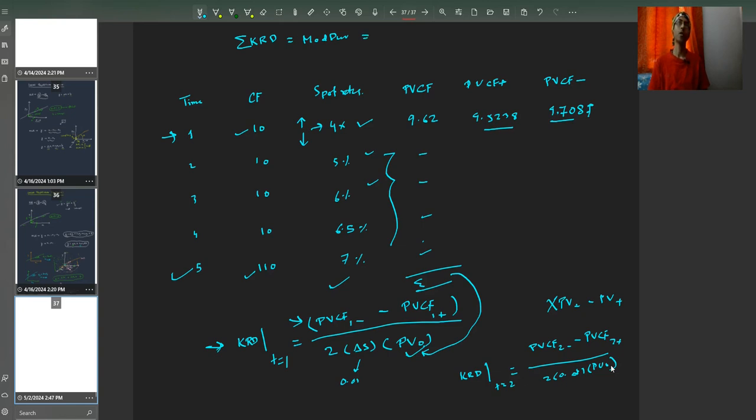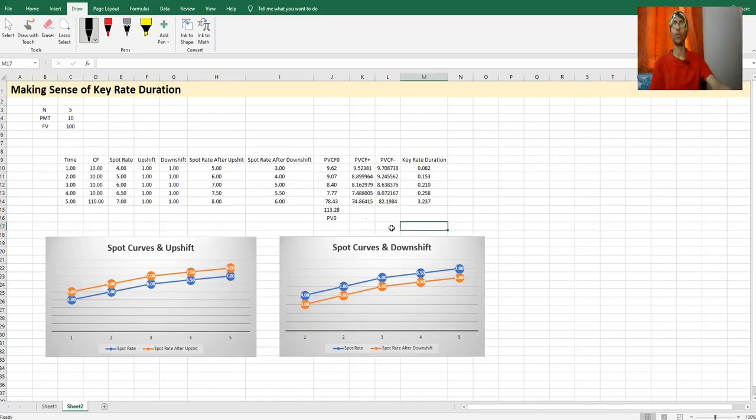And what is modified duration, friends? Macaulay duration divided by 1 plus yield to maturity. This is what modified duration is. So, just to verify that we have calculated the key rate durations correctly, let us check the modified duration and the Macaulay duration also. Now, to do that, we have to find the weights of the cash flows, right?